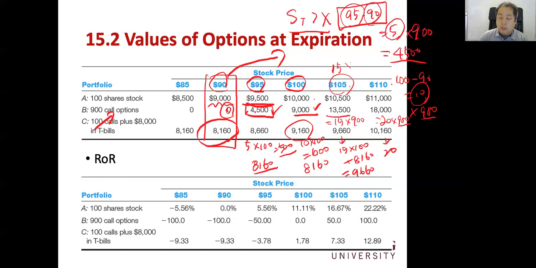Here, 15 times 100 plus 8,160, so 9,660. In this case, a $20 payoff, right? And you have 100 calls plus 8,160. So this is the cash flow.